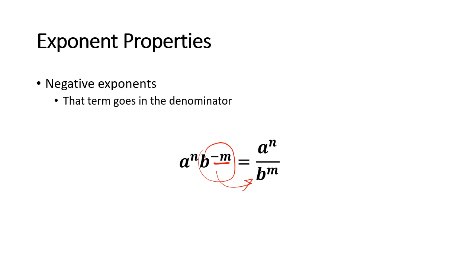It also works too. If you had a negative exponent in the denominator, for example, if you had a to the n divided by b to the negative m, that is the same thing as a to the n times b to the m. I just brought that negative exponent and kind of put it up there. So it's all being multiplied now.